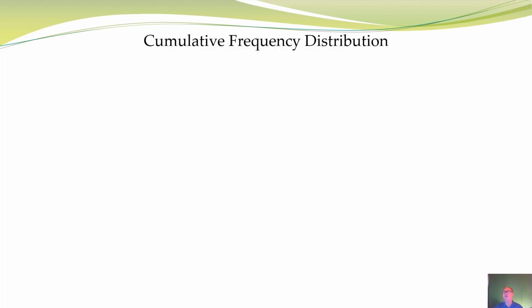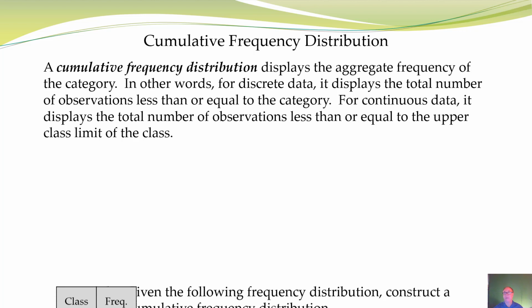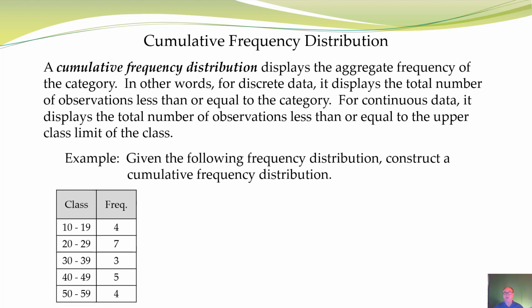Now let's talk about cumulative frequency distribution. A cumulative frequency distribution displays the aggregate frequency of the category. In other words, for discrete data, it displays the total number of observations less than or equal to the category. For continuous data, it displays the total number of observations less than or equal to the upper class limit of the class. So here's the example again, same example we were using.